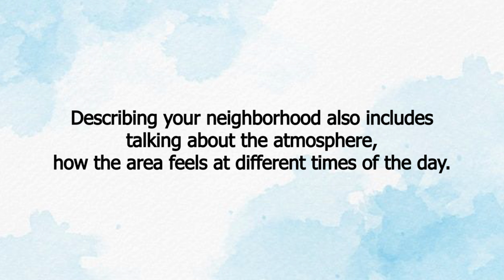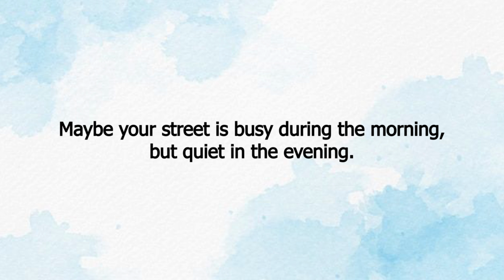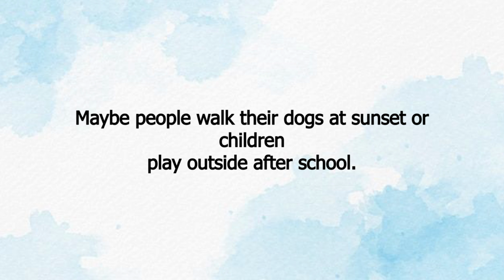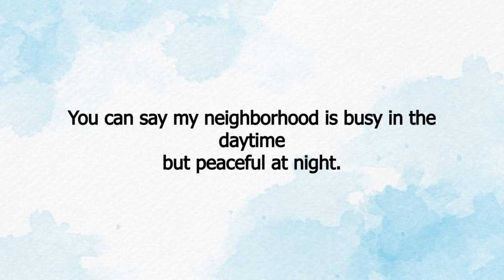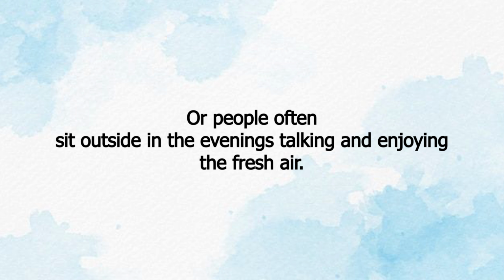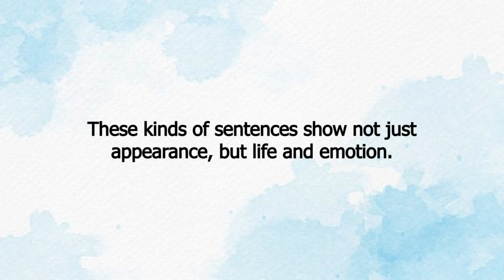Describing your neighborhood also includes talking about the atmosphere, how the area feels at different times of the day. Maybe your street is busy during the morning, but quiet in the evening. Maybe people walk their dogs at sunset or children play outside after school. You can say, "My neighborhood is busy in the daytime, but peaceful at night," or "People often sit outside in the evenings talking and enjoying the fresh air." These kinds of sentences show not just appearance, but life and emotion.